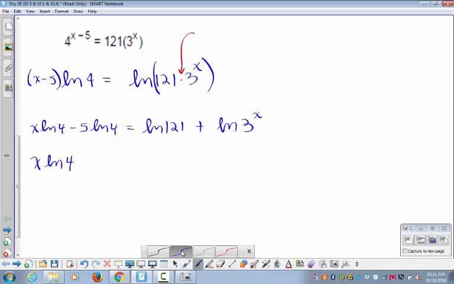And I'm going to move this constant term here. These constants all should go to the right. And this guy over here is going to come to the left with the x in it. So the x is coming down, and then I'm going to subtract it over to the left. So that will be x natural log of 3. On the right, we have natural log of 121 plus 5 times the natural log of 4.